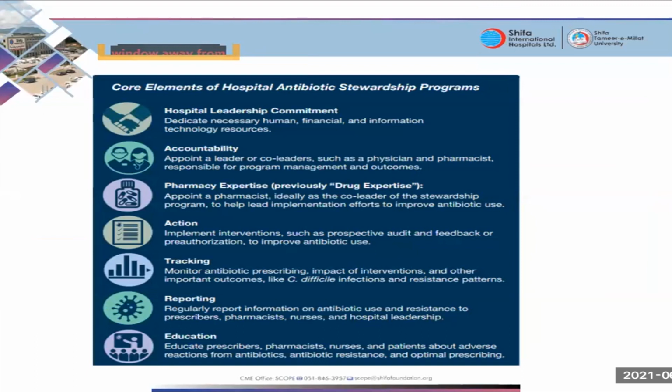Now, the CDC has given these 4 elements of a hospital antibiotic stewardship program. As I've already mentioned, you need accountability. For that, you need to make someone a leader. You also need the hospital commitment, which is most important. If the hospital does not commit, then you cannot successfully implement your program. Pharmacy expertise is required, and then you need to implement your interventions, which I've discussed in later slides. You need to track your interventions and their impact, and then report the positive effects of your interventions. You need to educate the masses, the doctors and the other healthcare professionals.